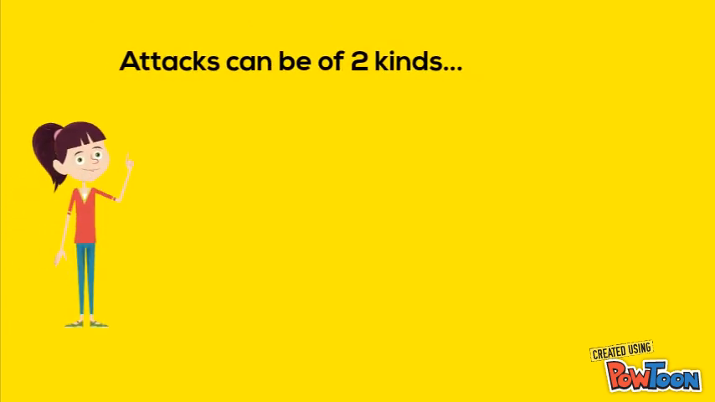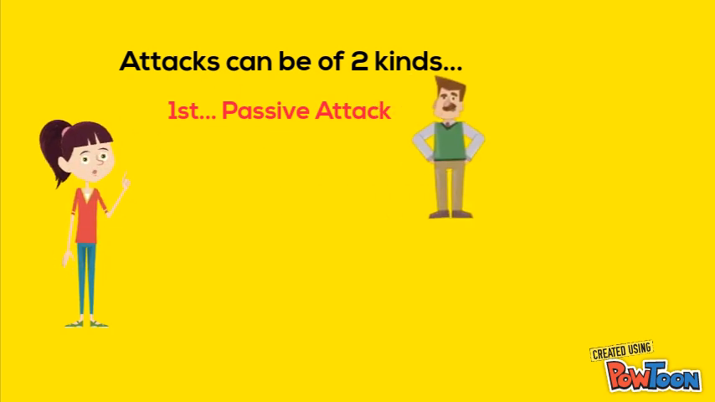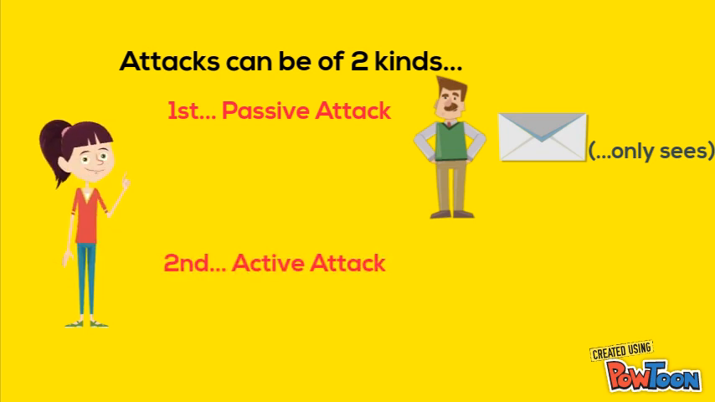Attacks can be of two kinds. First is the passive attack, where the attacker only reads or sees the contents of the secret message. Second is the active attack, where the attacker modifies the contents of the secret message.